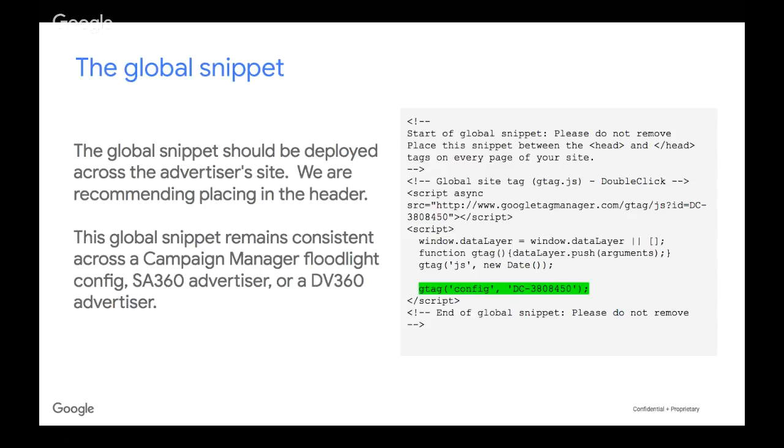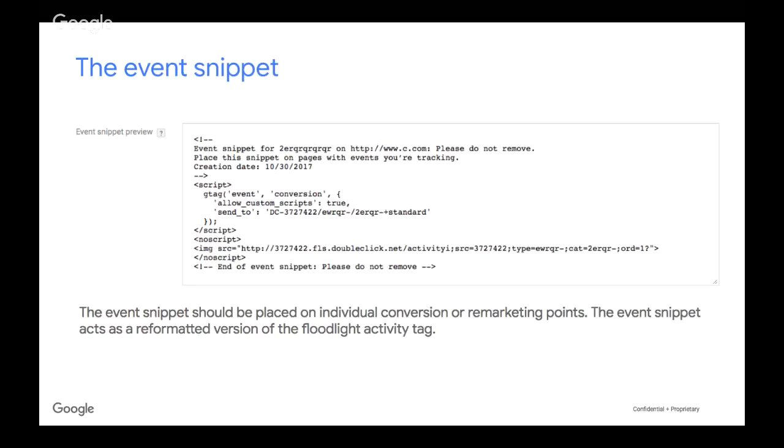The code will consist, as I said, of two snippets, so that you'll have the global snippet, which needs to go on all pages of the website, and you can use the same snippet for all advertisers that share the same configuration. So if you've got 4 or 5 advertisers on search and maybe 2 or 3 on display that share the same configuration, you only need to put in that configuration ID once. And then you'll get the event snippet, which is the reformatted version of the Floodlight tag, and that should be placed on the individual conversion page.